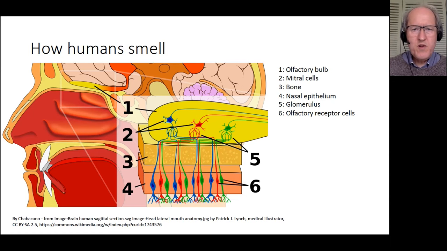There's an awful lot of stuff going on there, but the only bit I'm going to talk about today are these dendrites at the bottom, which have these little receptors in, and the question is, how do those receptors identify molecules of a particular type? And that's what the discussion is about.